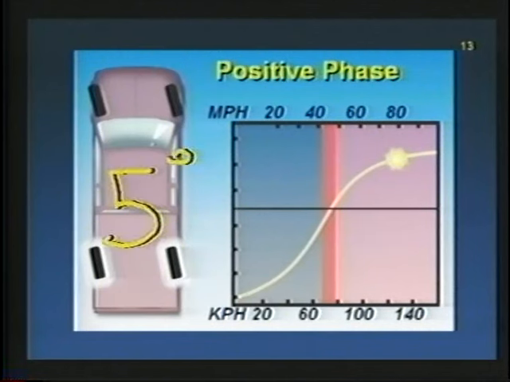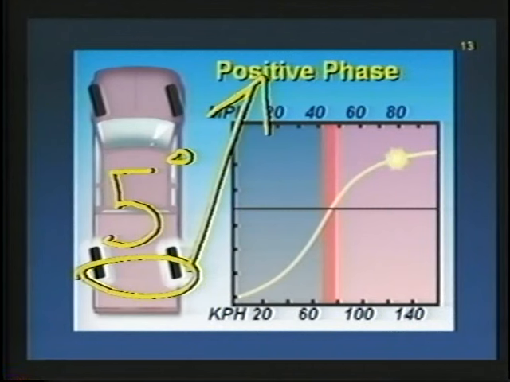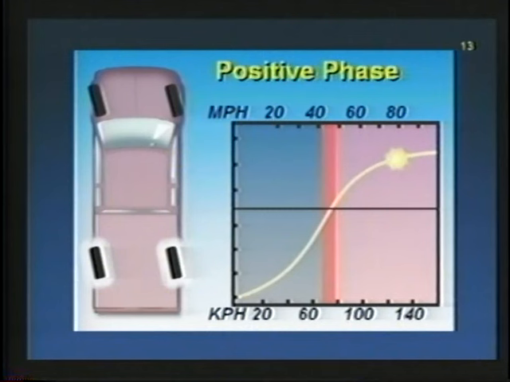Here's another number for you, 5 degrees. Maximum amount of rear wheel movement in the positive phase. So we don't have to turn them quite as far as we do in the negative phase, but then again, we're traveling at higher speeds, and through the engineering and the design of it, we just simply don't have to. It's a 5-degree maximum in that positive phase.